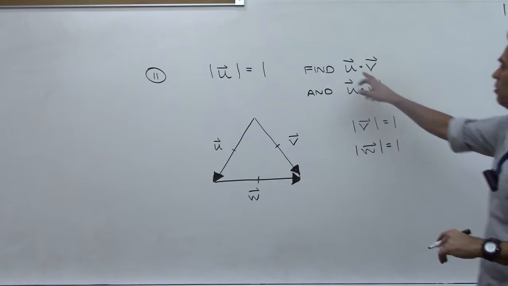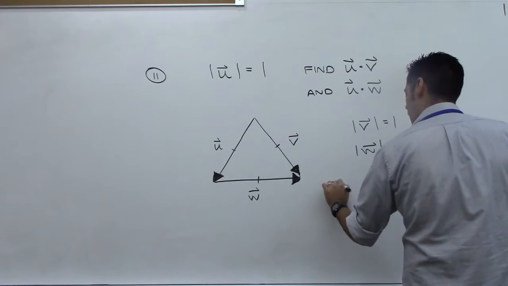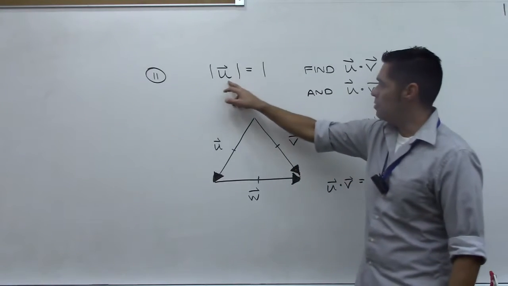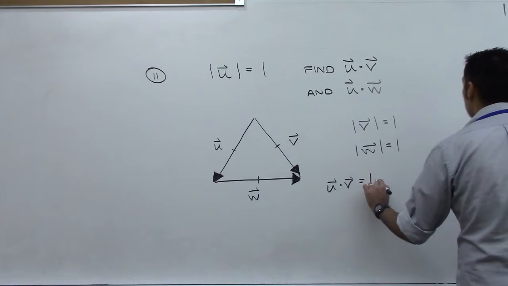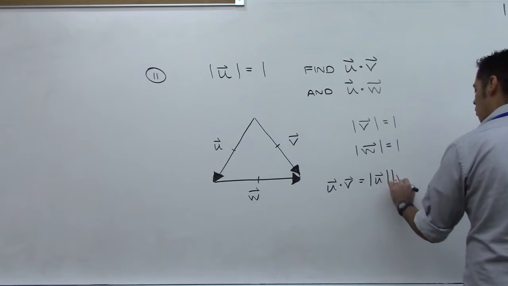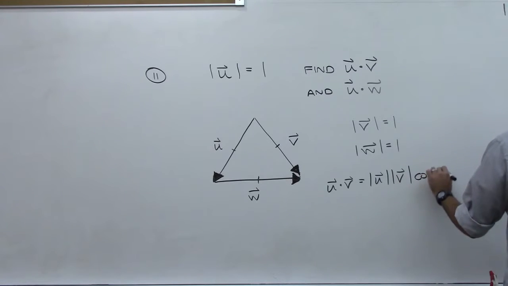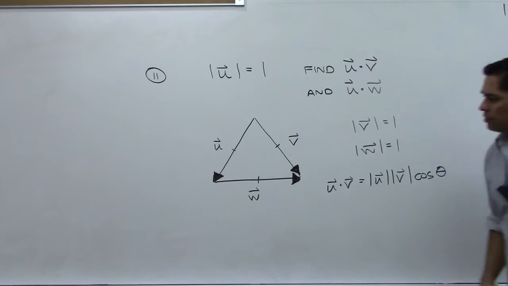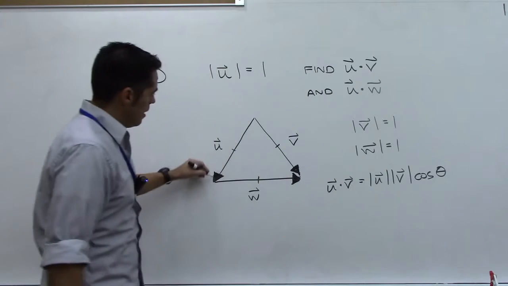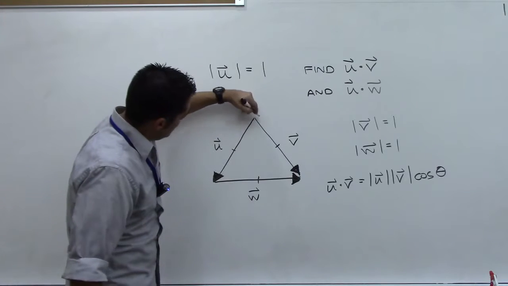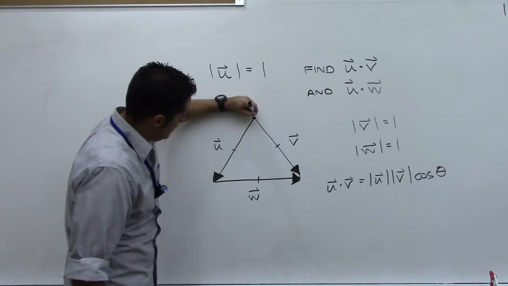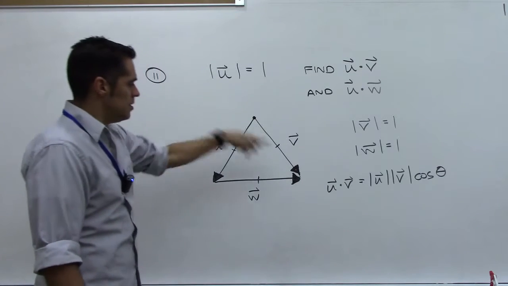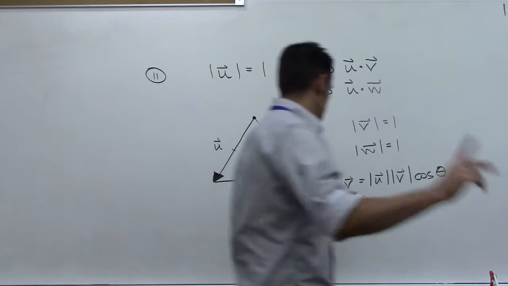And if we want to find u dot v, and we know the magnitudes of each of the vectors, 1 and 1, it might make sense for us to use this formula, cosine theta, where theta is the angle between the two vectors. So looking at u and v, if we attach their tails together like this, we're just trying to figure out what this angle is. Well, that angle is pretty easy because this is an equilateral triangle. That should be 60 degrees.